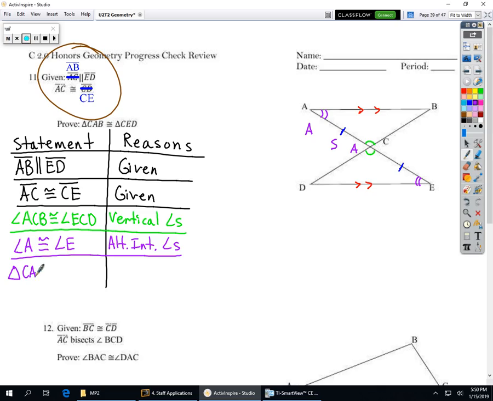Triangle CAB is congruent to triangle CED. This is because of the ASA, angle, side, angle postulate. You could have also used angle, angle, side. It's whichever one you see first. Here we go. Proven.